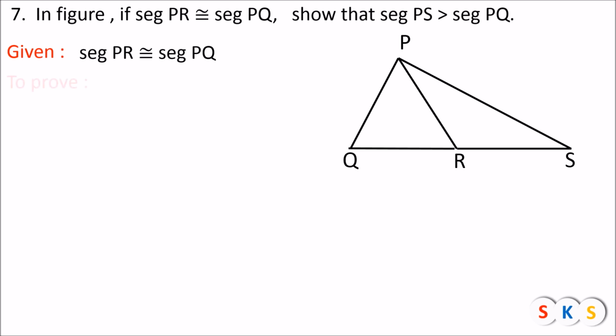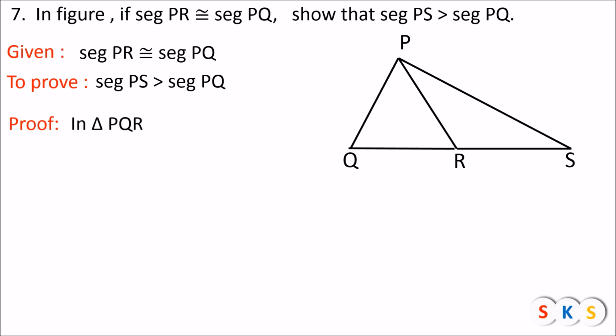And what I have to prove? Seg PS greater than seg PQ. Let's see the proof of this question. In triangle PQR, please look at this figure. You can see that here side PQ and PR are congruent, right? Side PQ and side PR are congruent, it's a given.